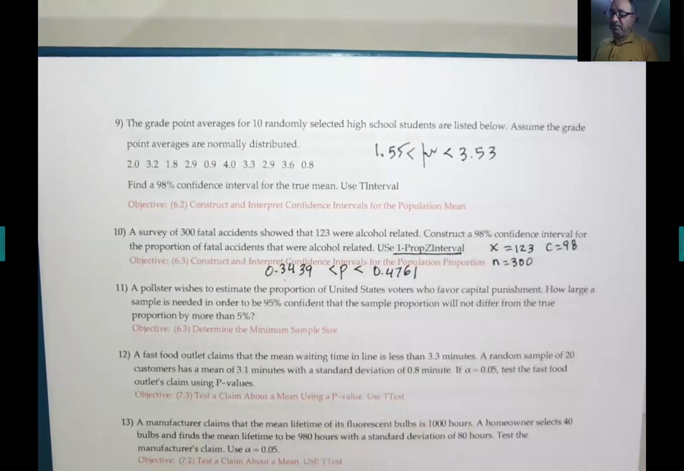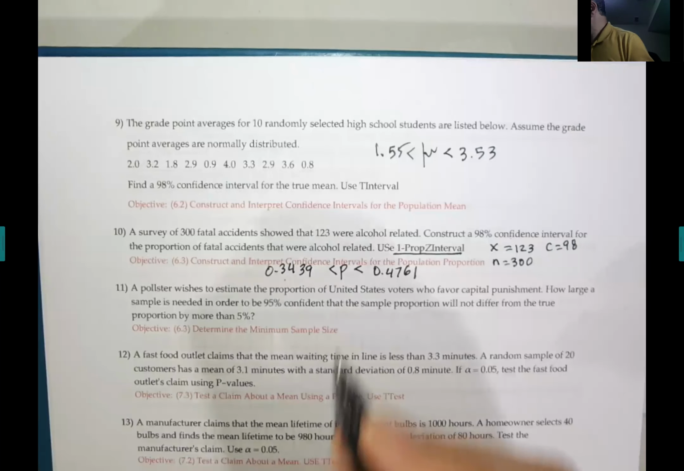Any questions here? All right. Number 11. This is the last question, guys, in chapter 6 for my on-campus class and chapter 9 for my section 98. A pollster wishes to estimate the proportion of the United States voters who favor capital punishment. How large a sample is needed in order to be 95% confident that the sample proportion will not differ from the true proportion by no more than 5%?